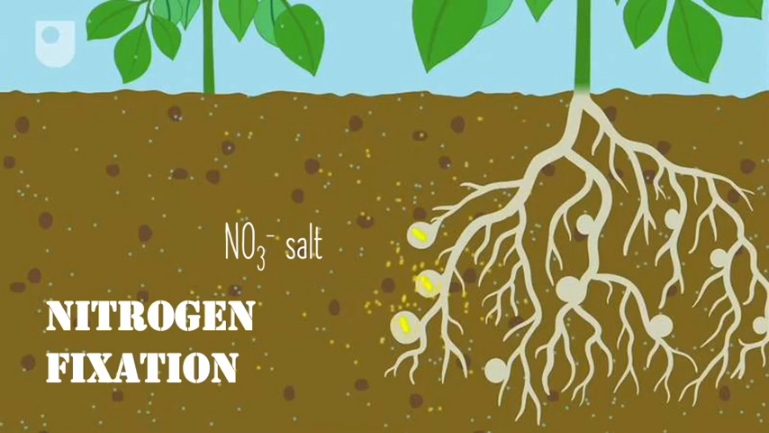Plants require nitrogen to grow properly, but nitrogen gas in the air is so stable that plants are incapable of using it. Nitrogen fixation is a process helping to change the stable nitrogen gas to usable nitrate salt, which is meaningful for the growth of plants on Earth.